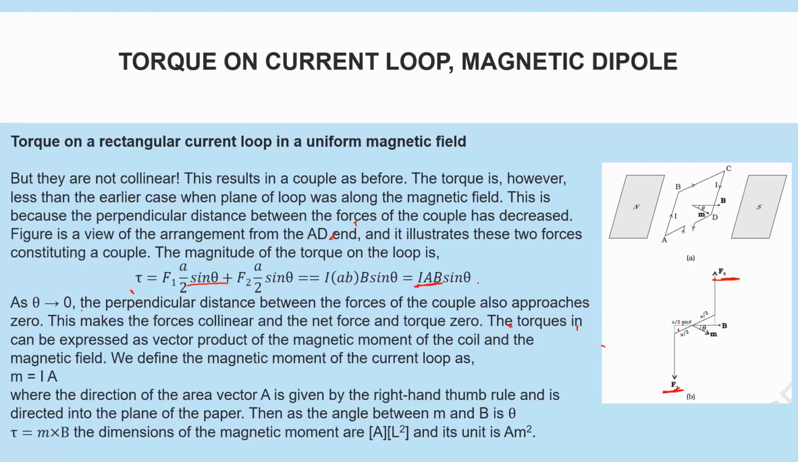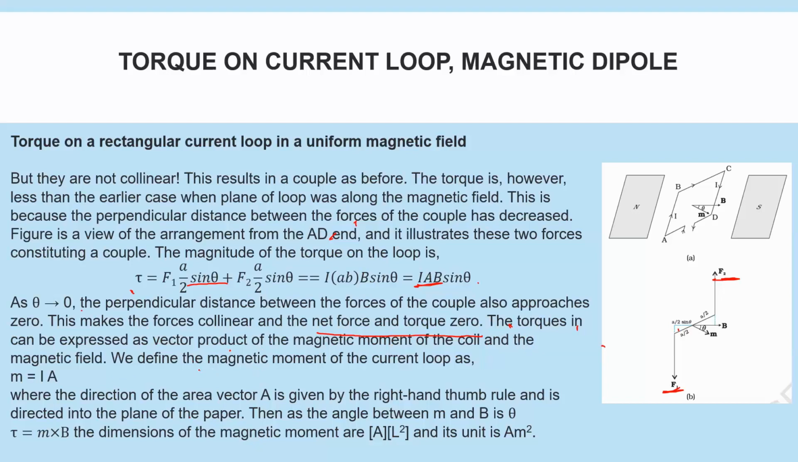If your theta becomes 0, then the forces of the couple will also become 0. Then the forces will become collinear and the net force and torque will become 0, like we had already seen for the arms BC and AD. Then we can express the torque as a vector product of the magnetic moment of the coil and the magnetic field.